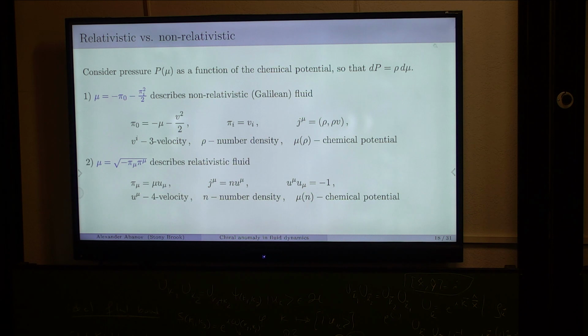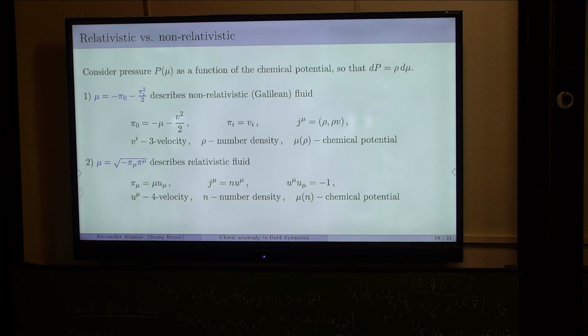If, however, you take this pressure, which is a function of mu, and substitute mu as some relativistic invariant made out of pi mu, then just repeating the same equations, you will get equations written for the canonical momentum and the current, which is given by the number density multiplied by the flow velocity, etc. So we'll get equations for relativistic fluid dynamics. What we get is a universal way of thinking about fluid dynamics independently of the space-time symmetry. So it's very convenient.